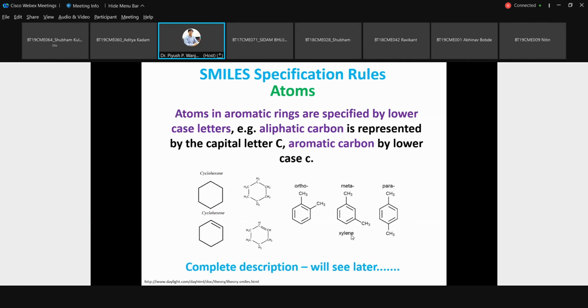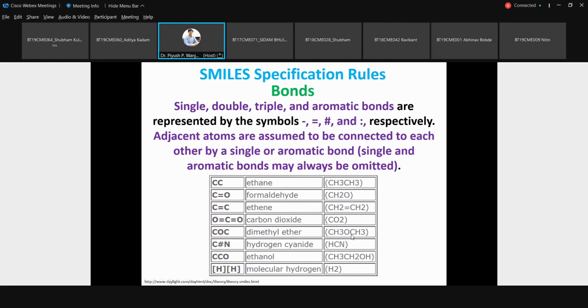Now, as we are dealing with atoms, one thing to know is that whenever you mention a capital C, you are dealing with some aliphatic structure, whereas when you use a small c, you are dealing with some kind of aromatic structure. We will try to understand in detail how to represent these structures. For now, just know that aliphatic is represented by capital C and aromatic by small c.